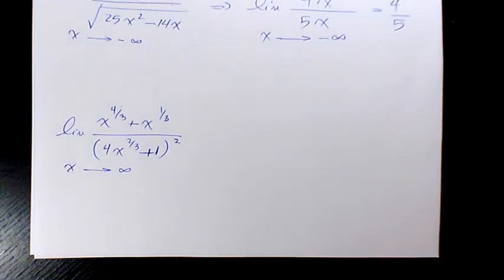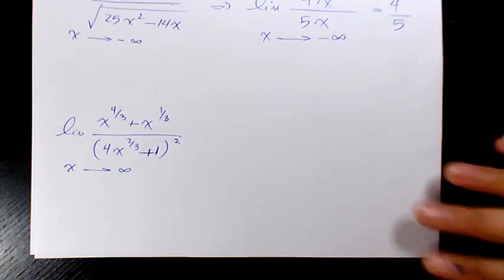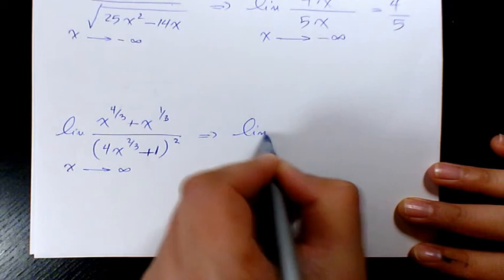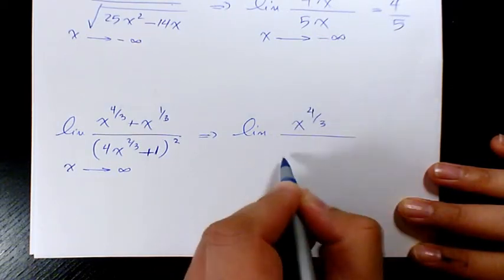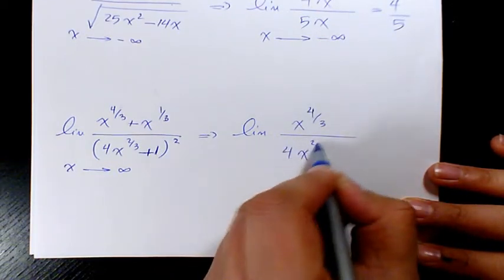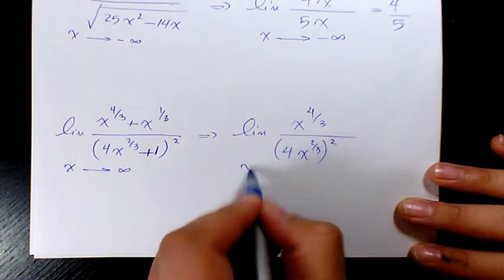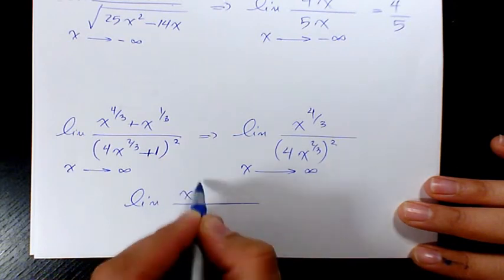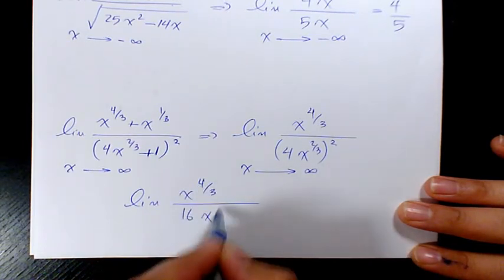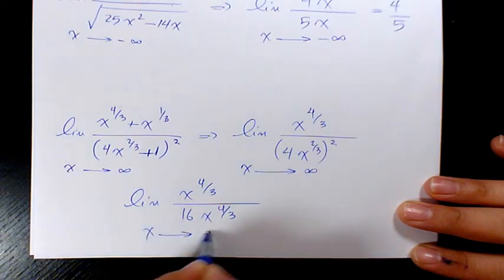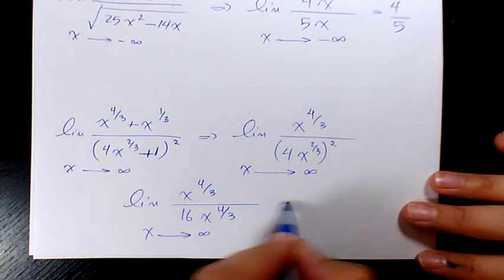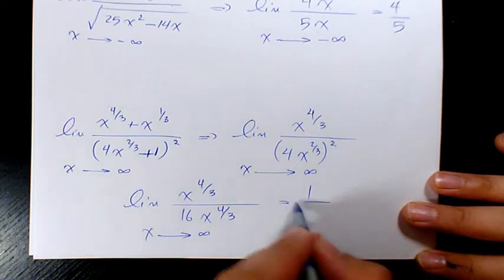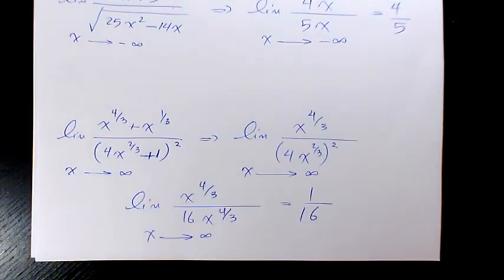Next one, the limit of (x^(4/3) + x^(1/3)) over (4x^(2/3) + 1)^2. That's going to be basically the limit of x to the power 4 over 3 over (4x to the power of 2 over 3) squared, when x is approaching infinity. Since the order of numerator and denominator are the same, when it approaches infinity, the answer is going to be 1 over 16.